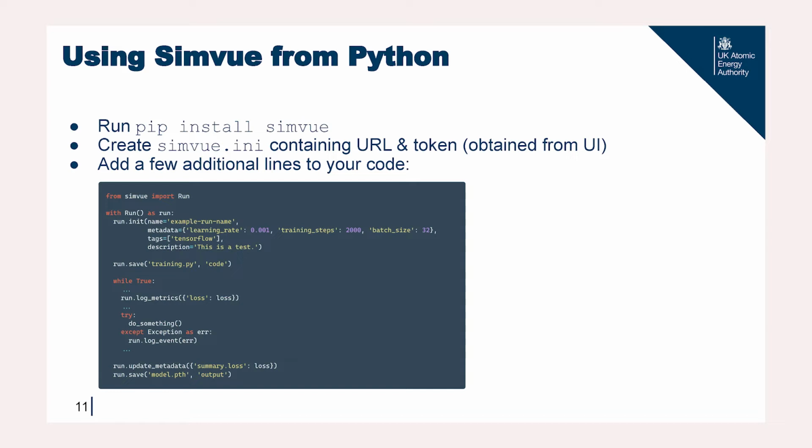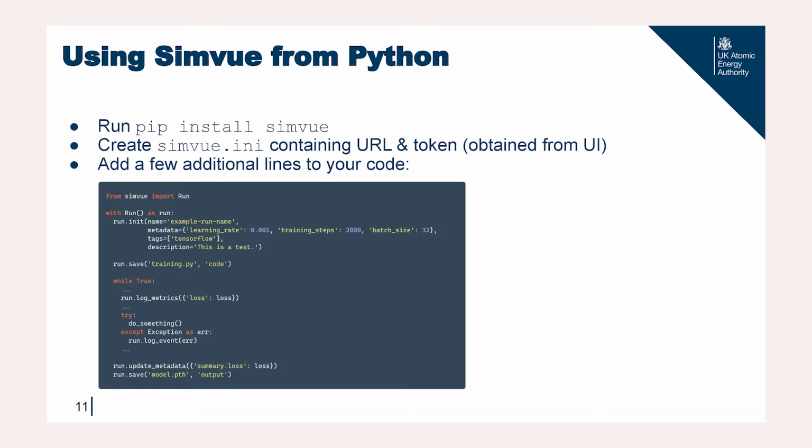So in this case, there's just the run.log_metrics, and this is just logging a metric that's called loss. And then, if you have an error or something, you can log an event. That's just a time-stamped message which you can then access or search for. And then finally, in this example, you can update metadata at the end if you want to and store any output files.